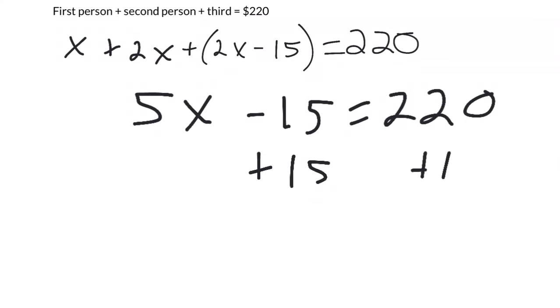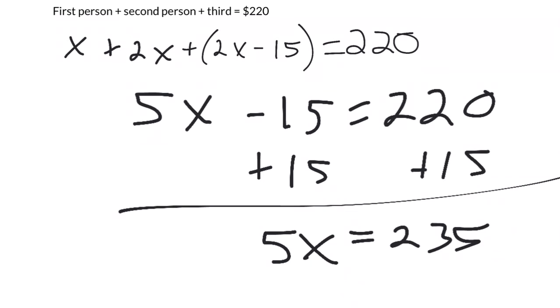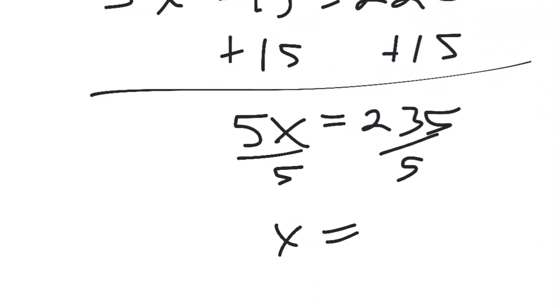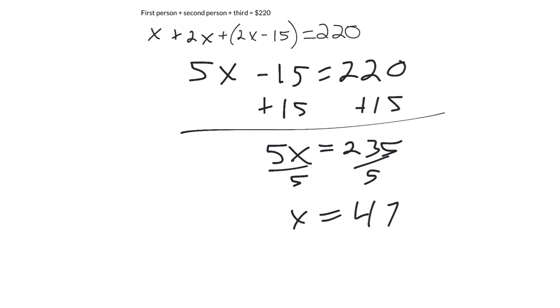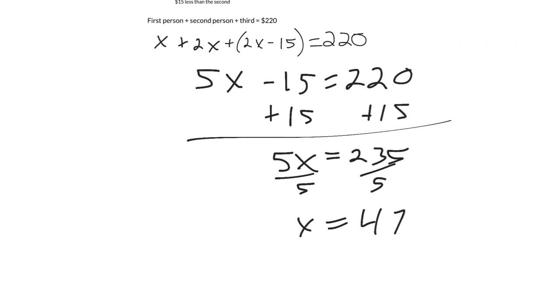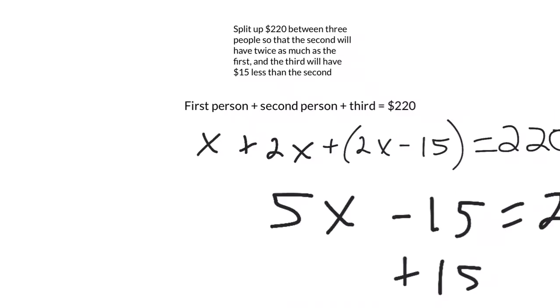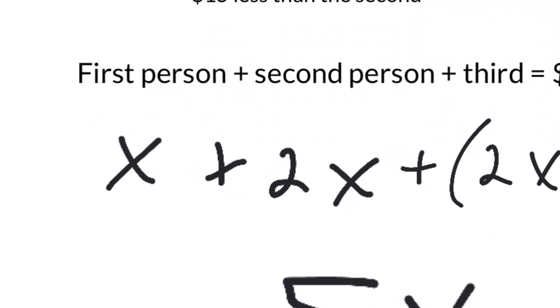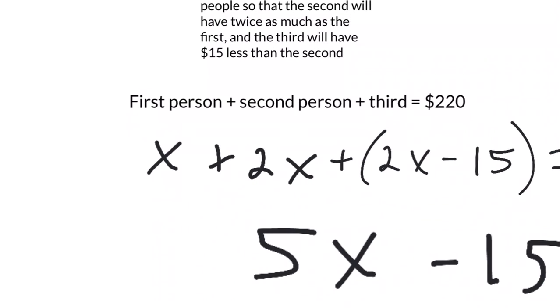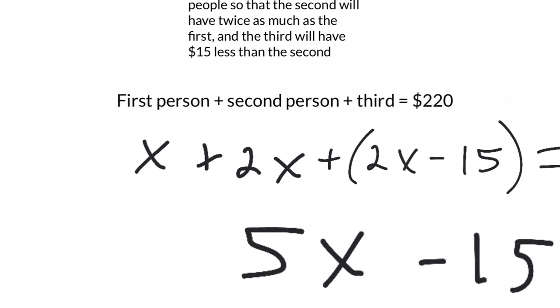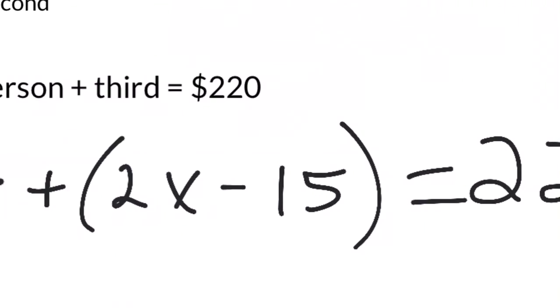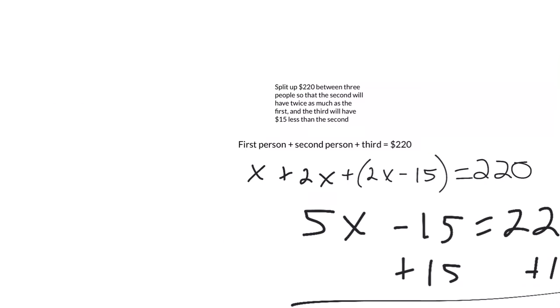Add 15 to both sides, then just divide both sides by 5. And we get 47. So we'll probably need to put this in terms that the word problem's looking for. Remember, x represented the first person, so the first person is paying $47. That means the second person is 47 times 2, so $94 for the second person. Then you could plug 47 into this to find out how much the third person is paying.